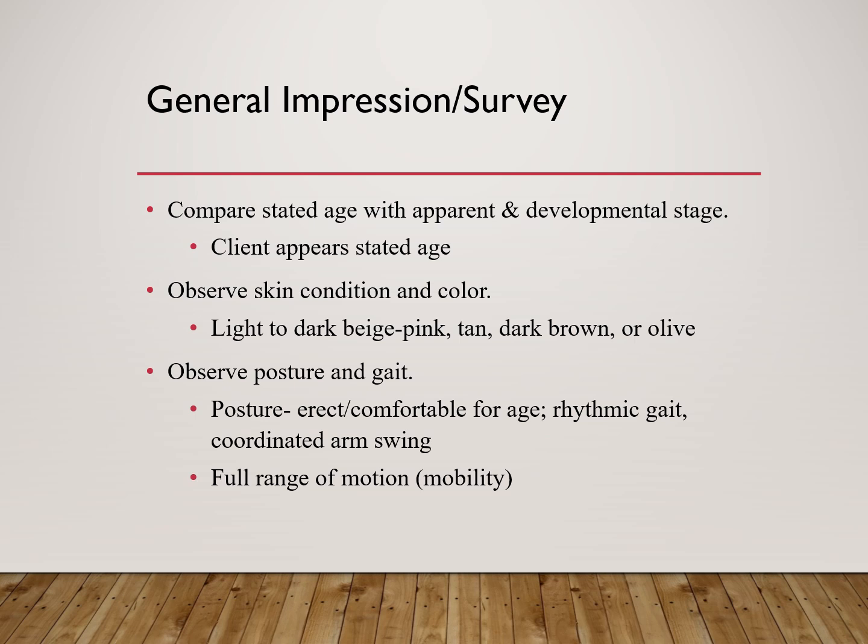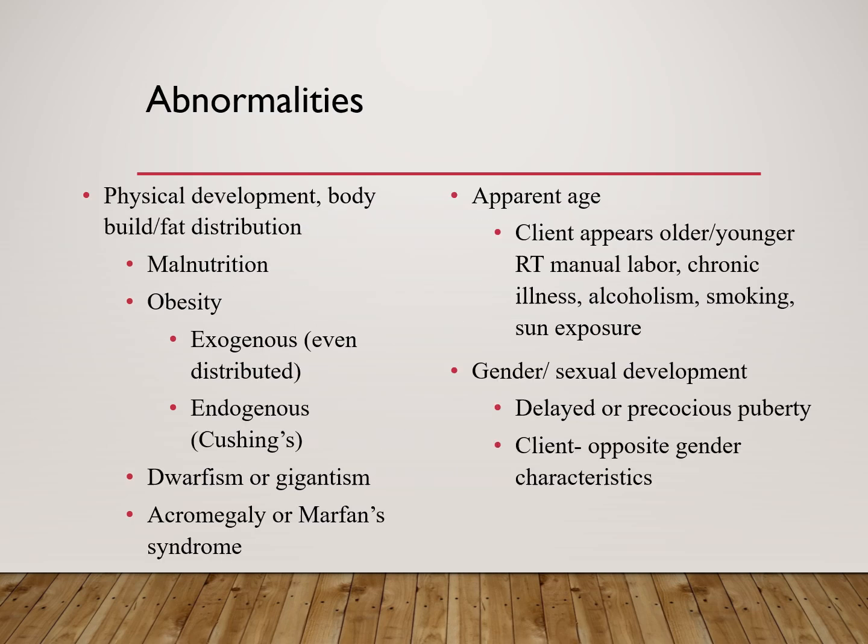Again, when you're looking at posture and gait, we look for rhythmic gait with coordinated arm swing, with full range of motion in your arms and lower extremities. So that is a part of your general impression. Some of the abnormalities that we might identify and things that I've talked to you about is malnutrition or frailty, obesity. If you have the smaller stature with dwarfism, or maybe with the larger features like acromegaly.